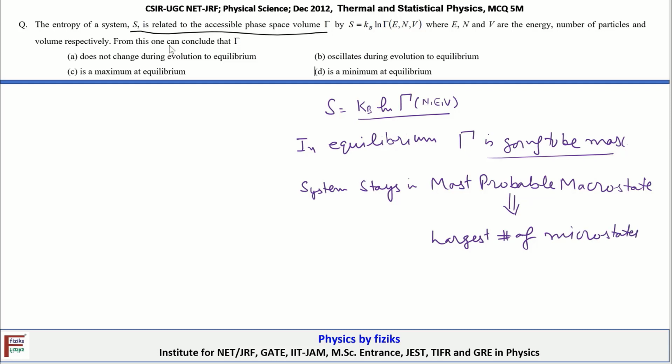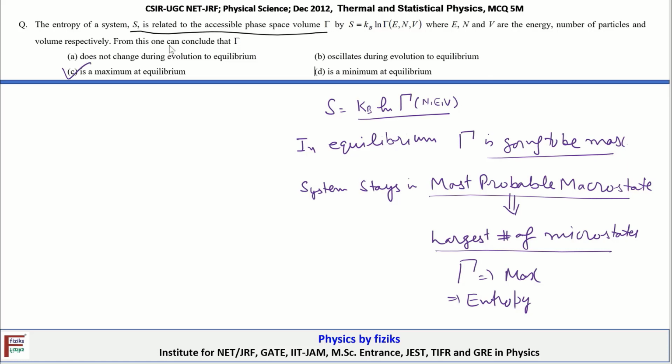Okay, so when the system exists in equilibrium, definitely it's going to be in the most probable macro state having the largest number of microstates. So the corresponding value of gamma in that case is going to be maximum, and that will maximize the entropy also. So therefore in equilibrium not only is gamma maximum, but entropy is also maximum. So therefore option C is the correct one here.